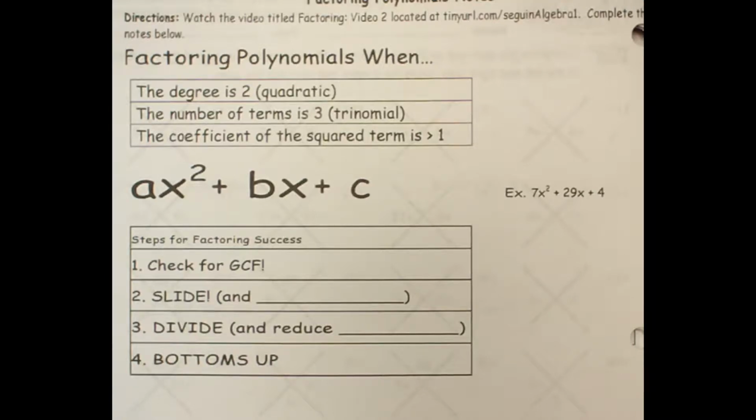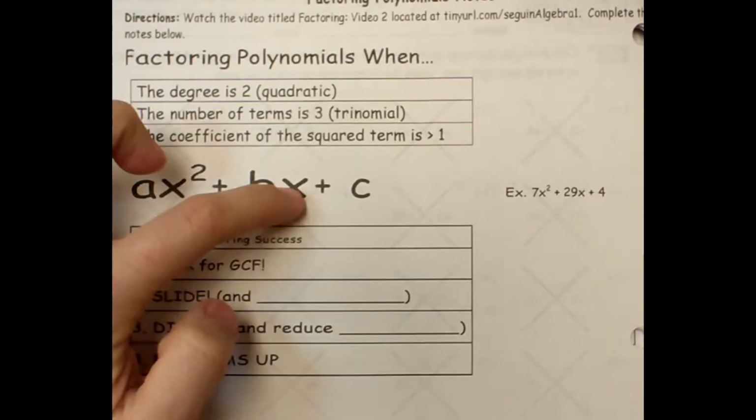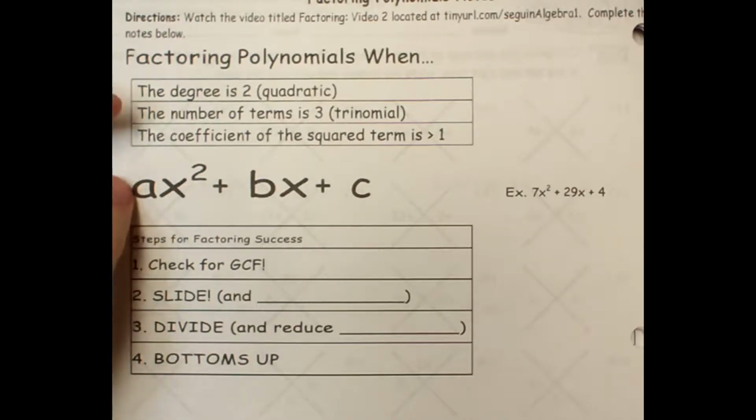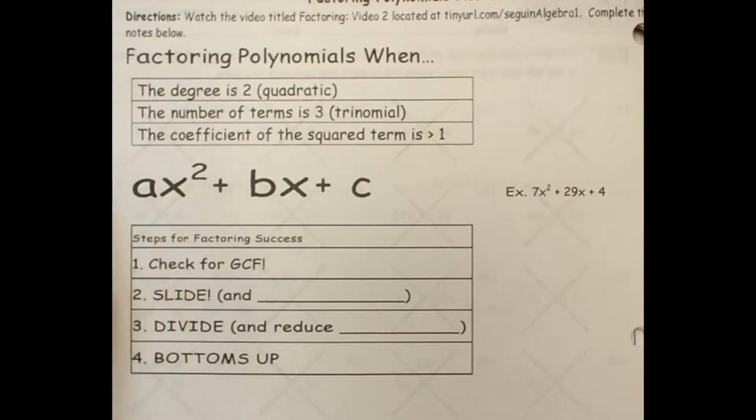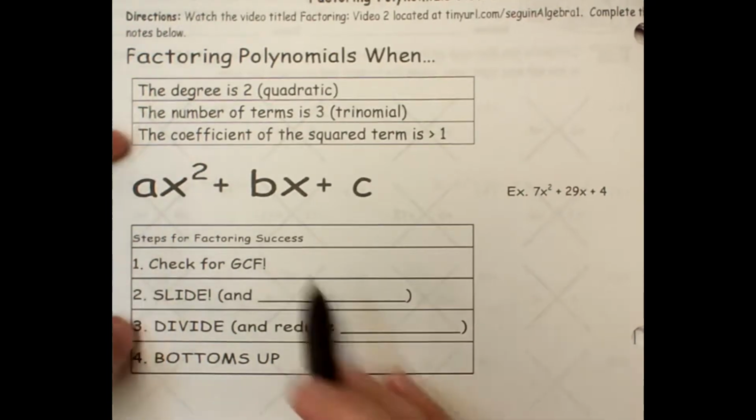So this is your factoring polynomials video. You need to keep in mind, you'd be factoring polynomials when the degree is 2, so it's quadratic. Here's your example. The number of terms is 3, so it has to be a trinomial. And then the coefficient of the squared term is greater than 1. So it has to be 1 or more than 1. Can't have a fraction.